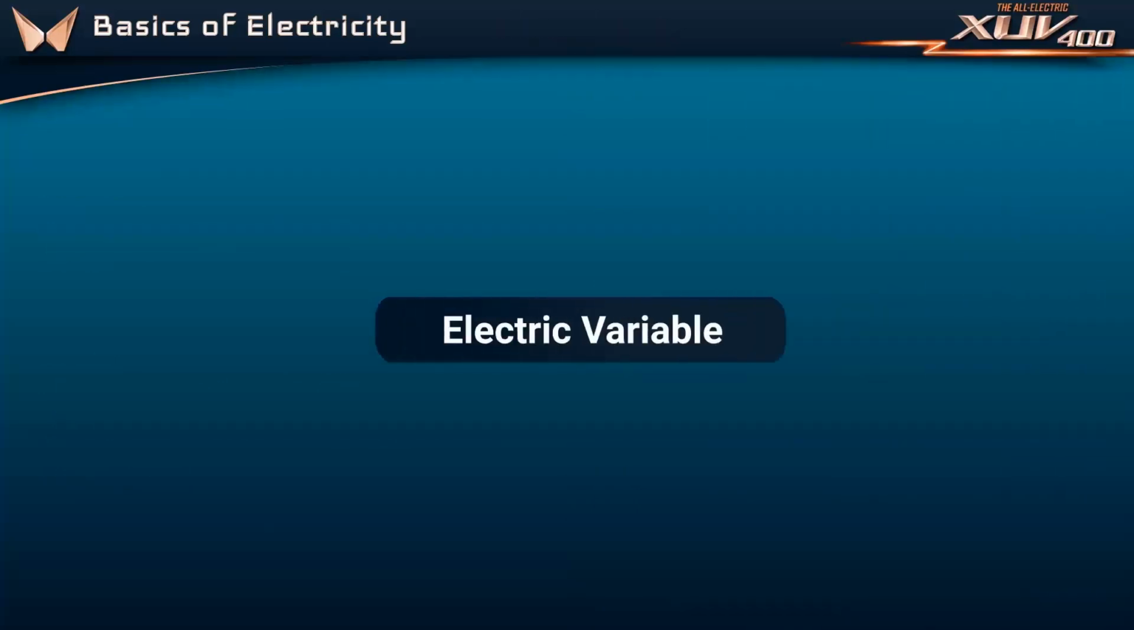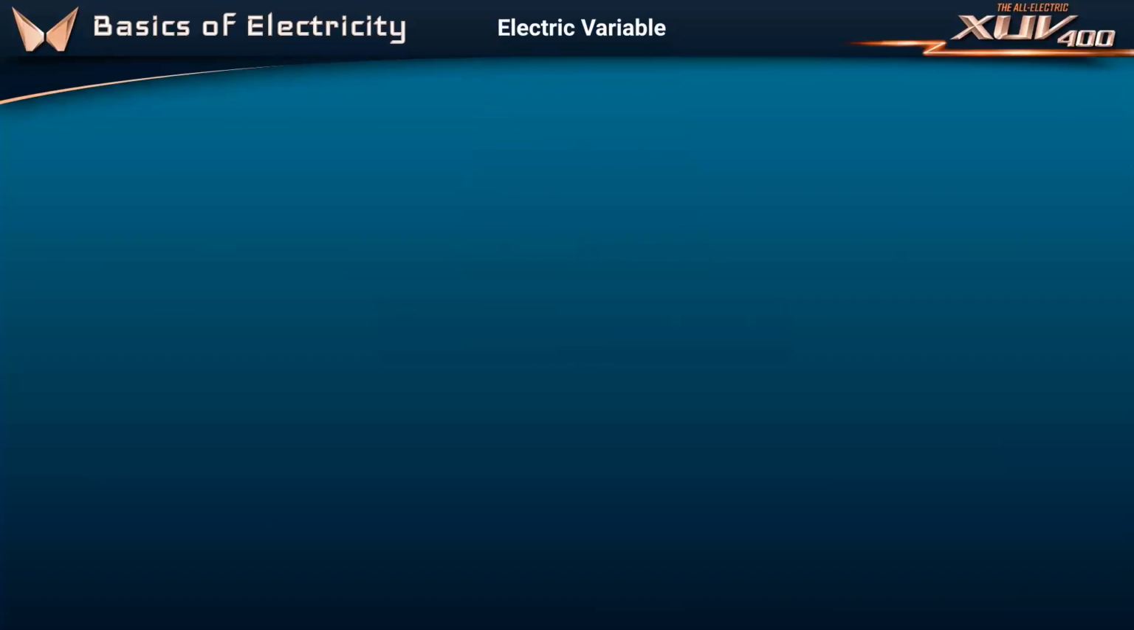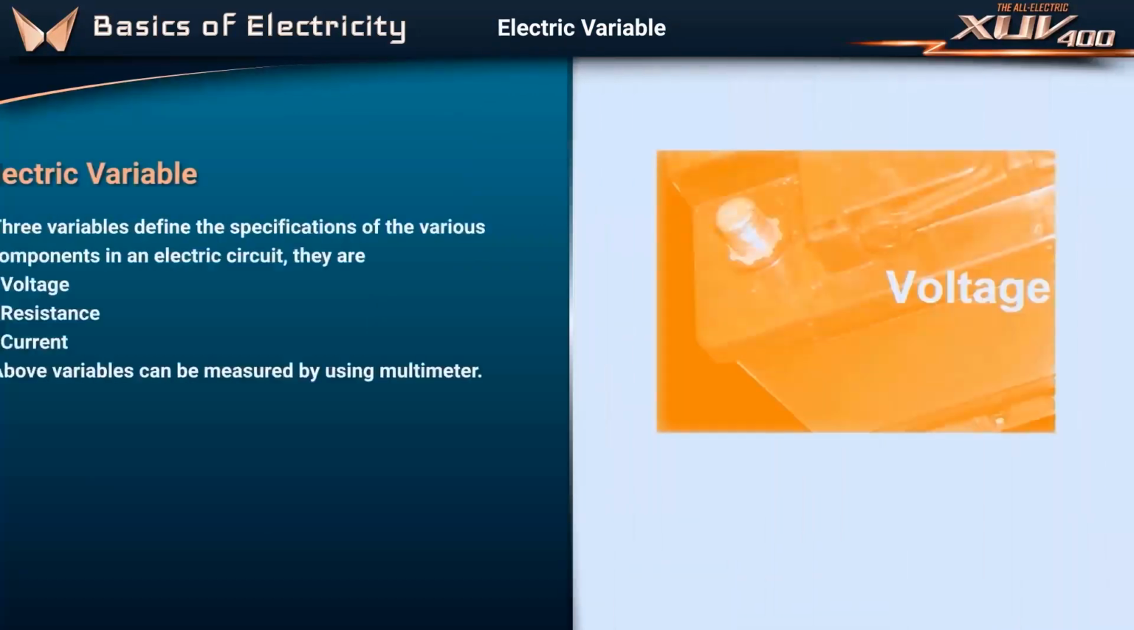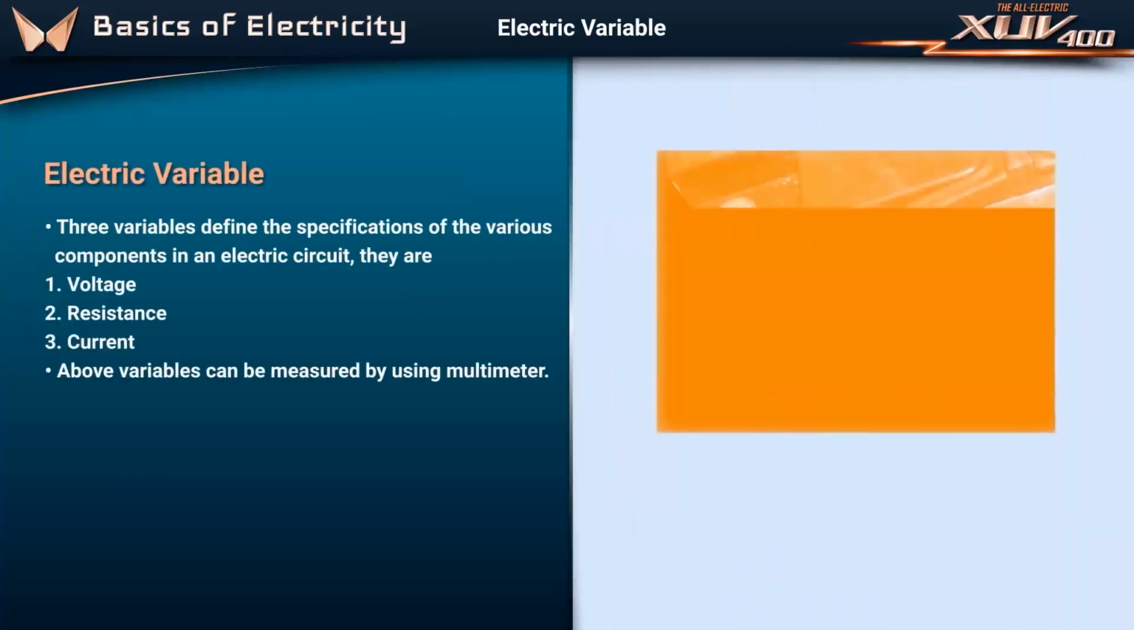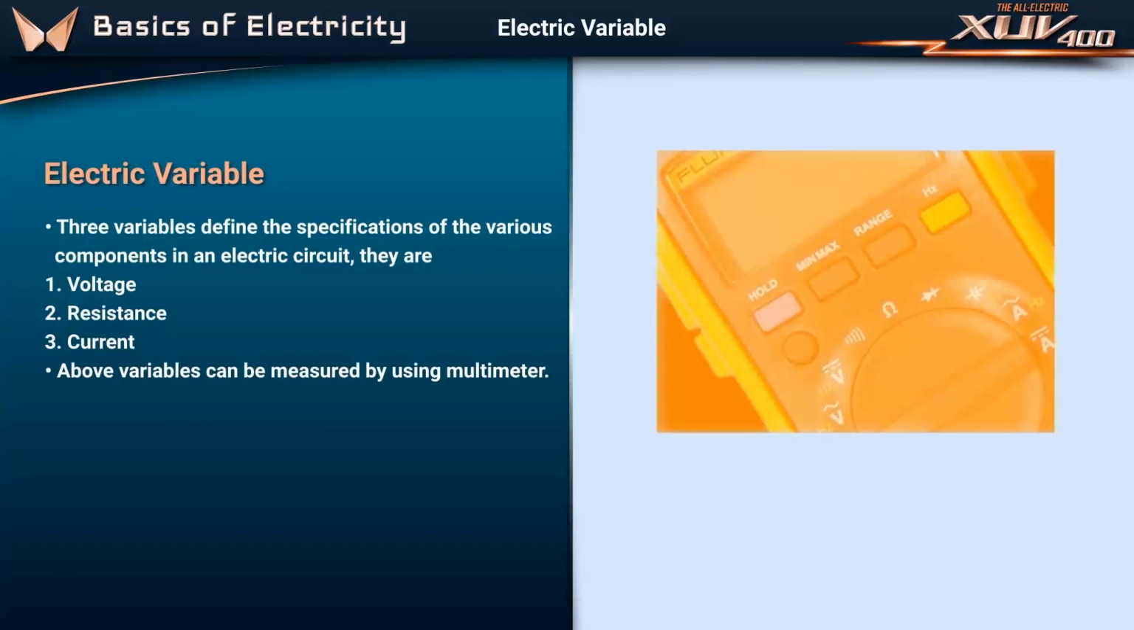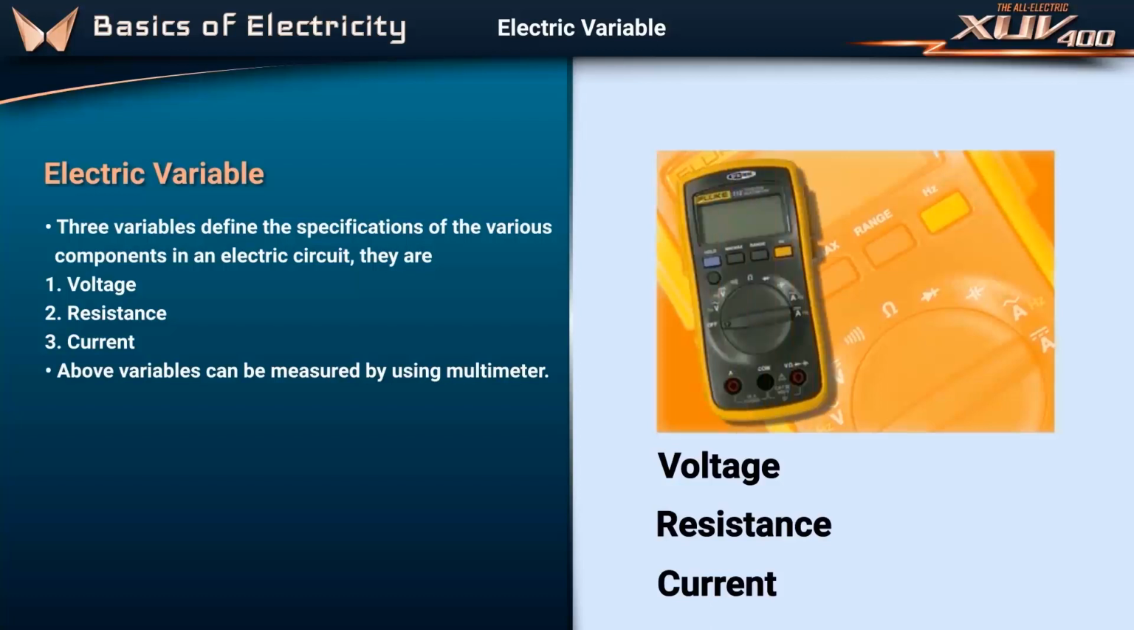Electric variable. Three variables define the specifications of the various components in an electric circuit. They are voltage, resistance, current. The above variables can be measured by using a multimeter.